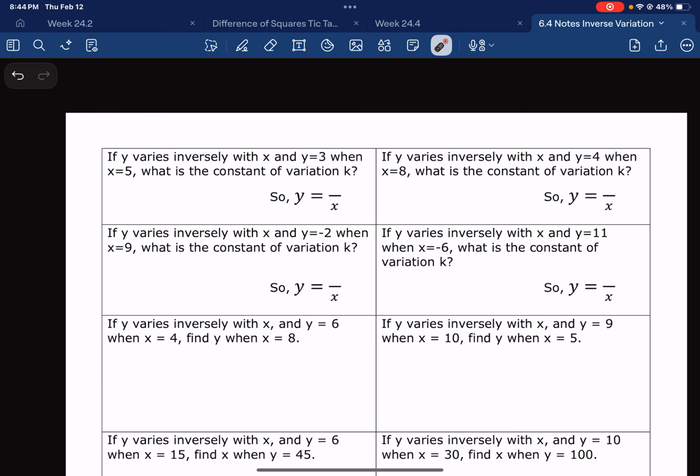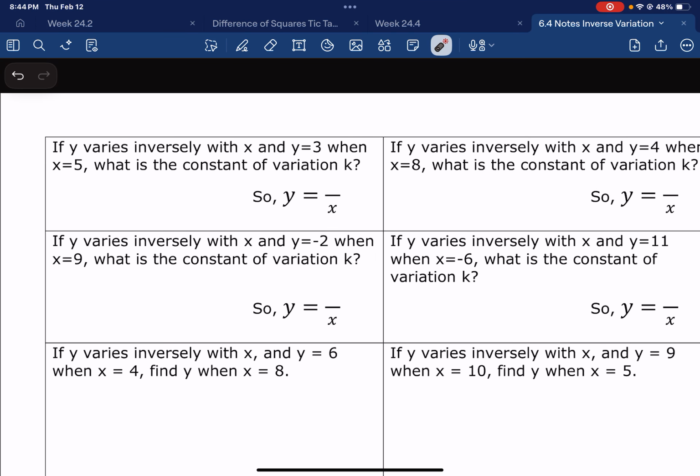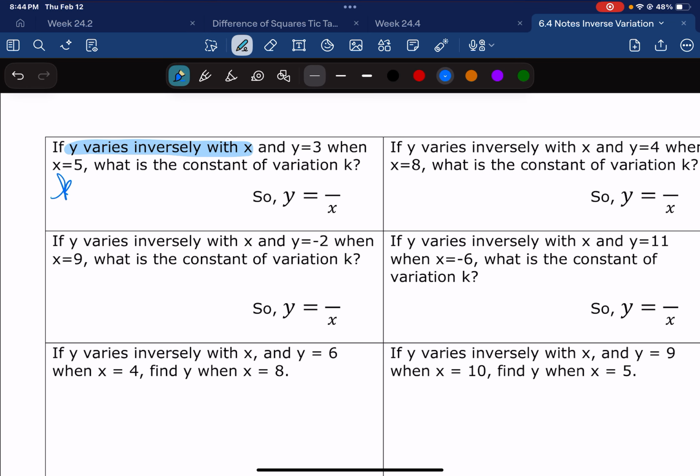All right, let's do some more. It says, if y varies inversely with x and y equals 3 when x equals 5, what is the constant of variation? Well, because we were told that y varies inversely with x, we can set up our equation, our little formula, k equals x times y. We know that, okay? So in this problem, our k value is going to equal 5 times 3. What is 5 times 3? 15. So the formula or the equation for this relationship is just y equals 15 over x.